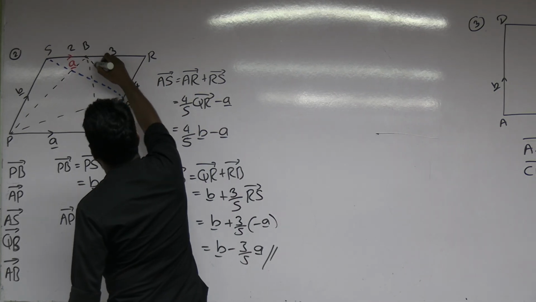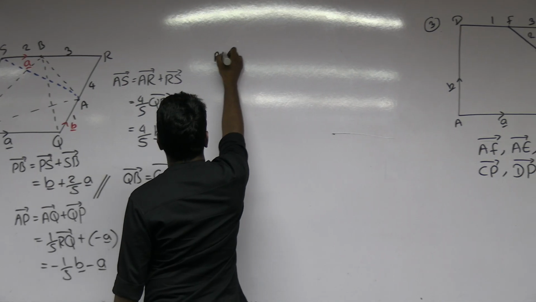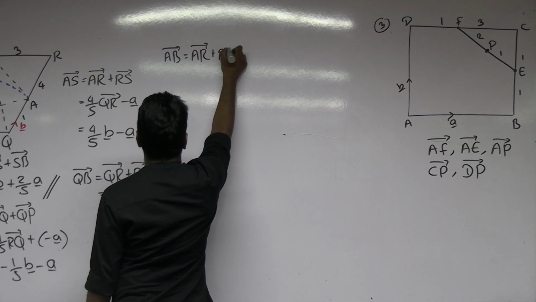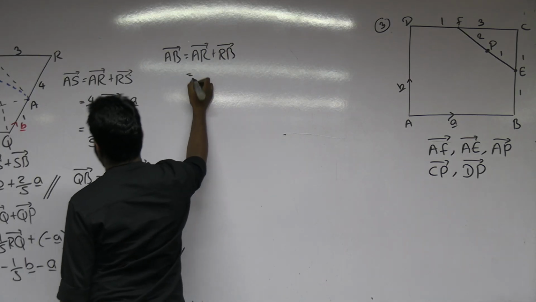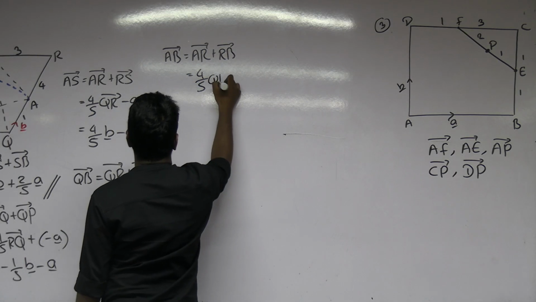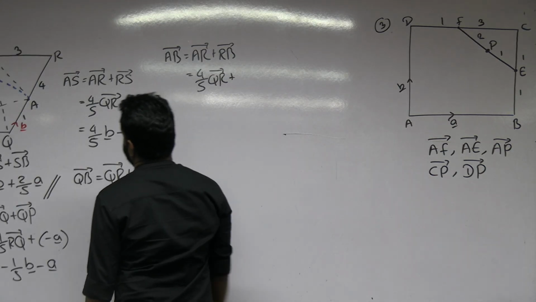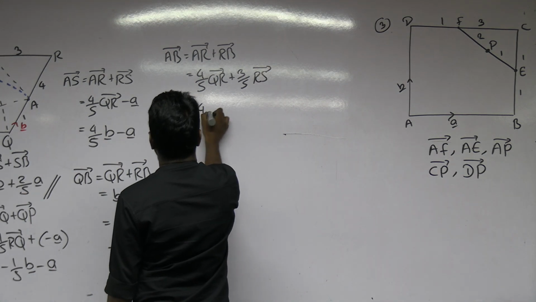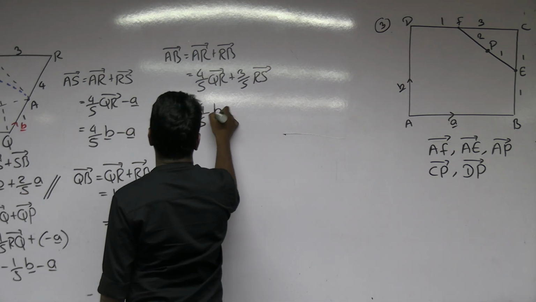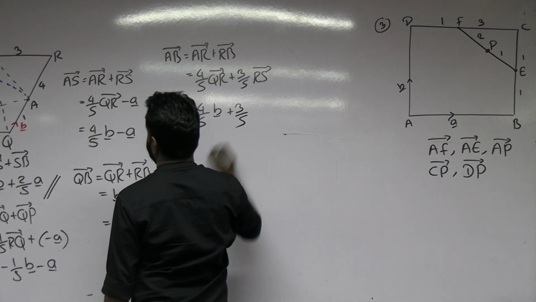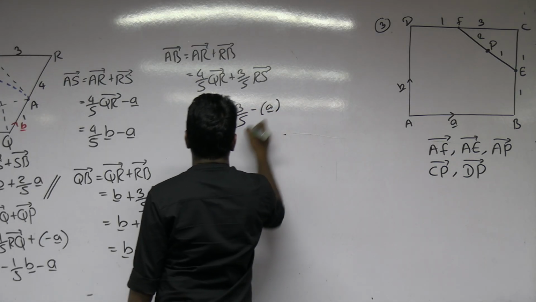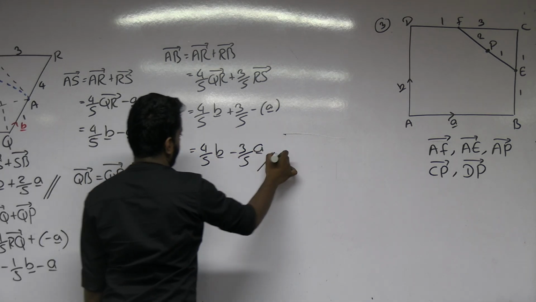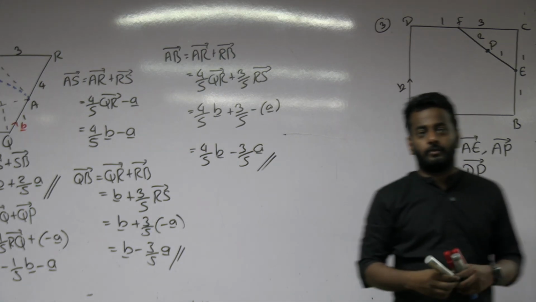Right, so AB can be written as AB equals AR plus RB. So AR is 4 over 5 QR plus RB is 3 over 5 RS. This is 4 over 5 QR, which is simply B, plus 3 over 5 RS, which is minus A. So the final answer would be 4 over 5 B minus 3 over 5 A.